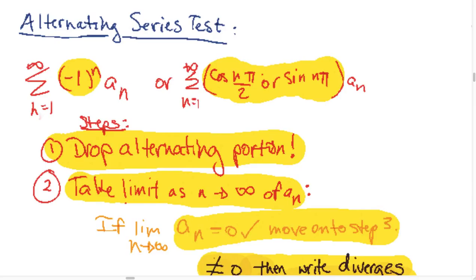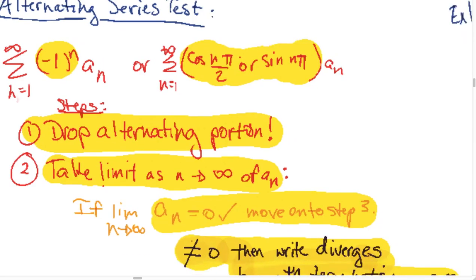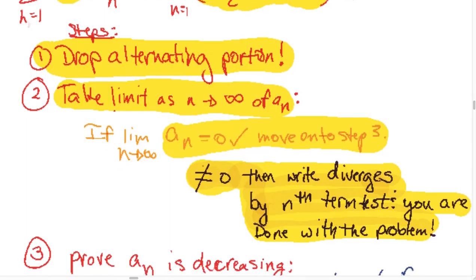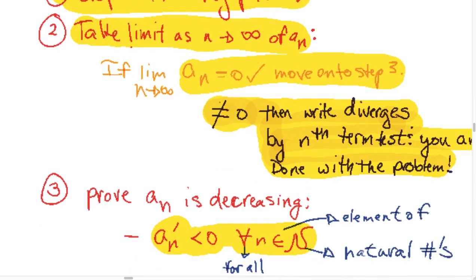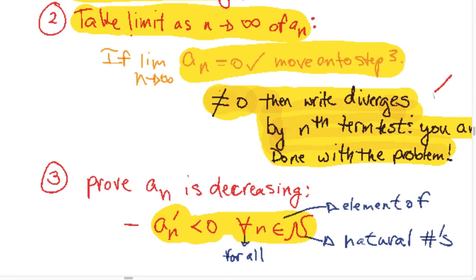Today we're going to be looking at a few examples of alternating series. Again, the steps: drop the alternating part, take the limit as n approaches infinity. If the limit equals 0, move on to the next step and prove it's decreasing. But if it doesn't equal 0, then write down diverges by the nth term test, even though we started out as alternating series test. Okay, so if the limit does not equal 0.